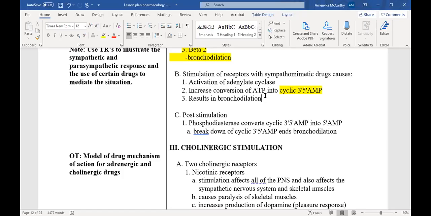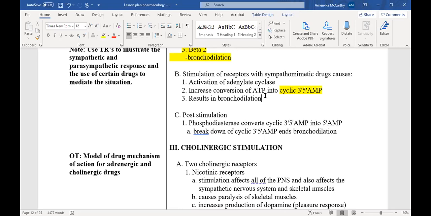That's what we wanted. Well, then the body also says, okay, bro, we ain't gonna be dilated all day long. So phosphodiesterase is sitting back watching you dilate. And he or she will say, that's enough, all right? So phosphodiesterase then will come and break down your 3,5-AMP and turn it into 5-AMP. And the breakdown of that cyclic 3,5-AMP will stop bronchodilation.